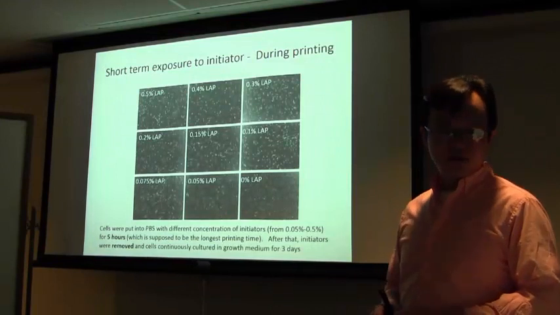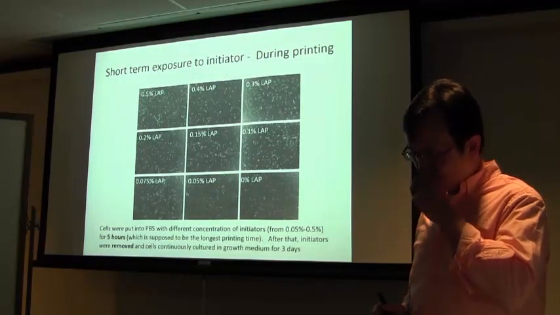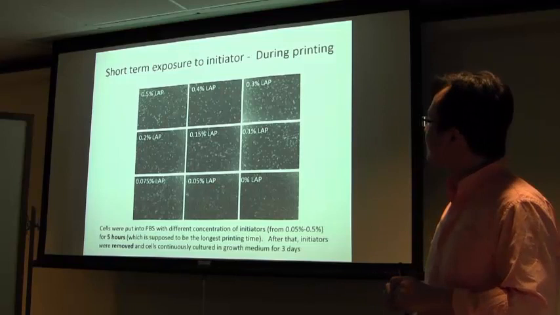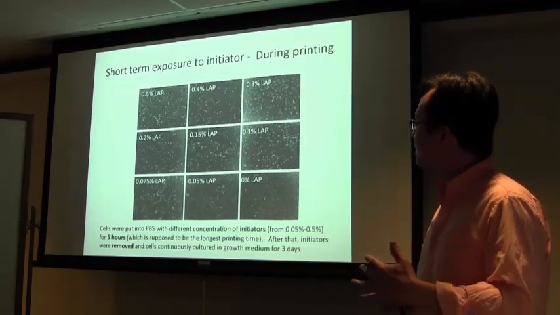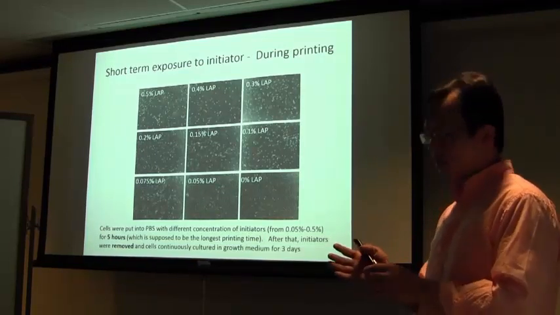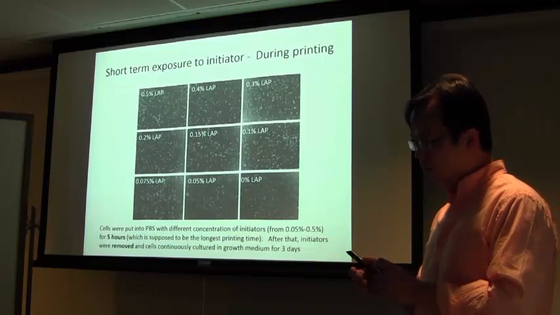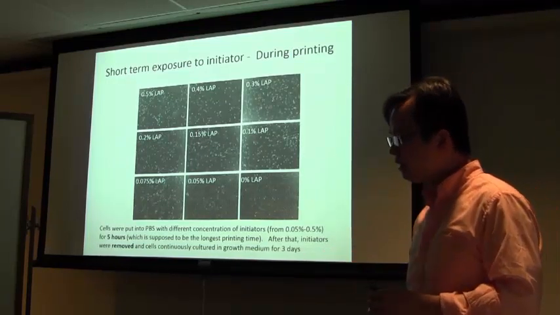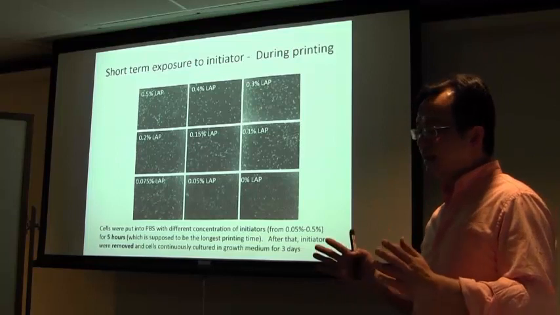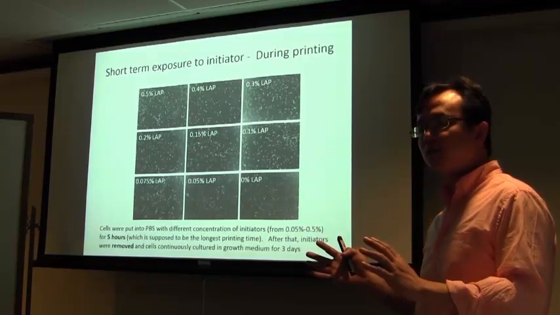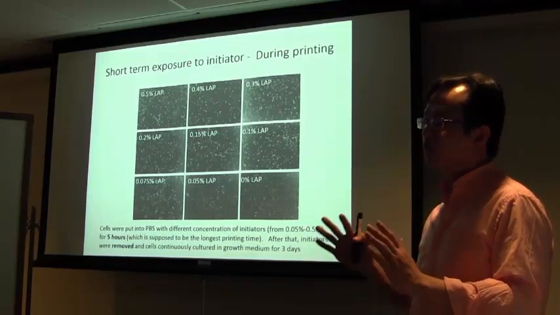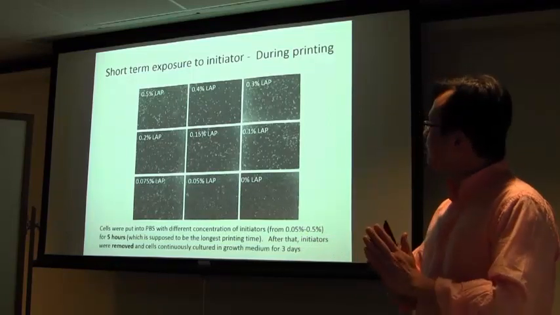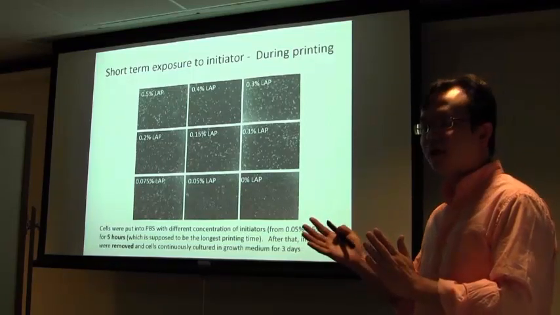So once I find the good one for printing, I do two tests. The first test is short-term exposure to the initiator. The second is long-term. So why do we have to do the short-term and long-term? When we do 3D printing, the cells will stay with the monomer solution for maybe a couple of hours before the print. So how will the cells be affected in these 1 to 2 hours?